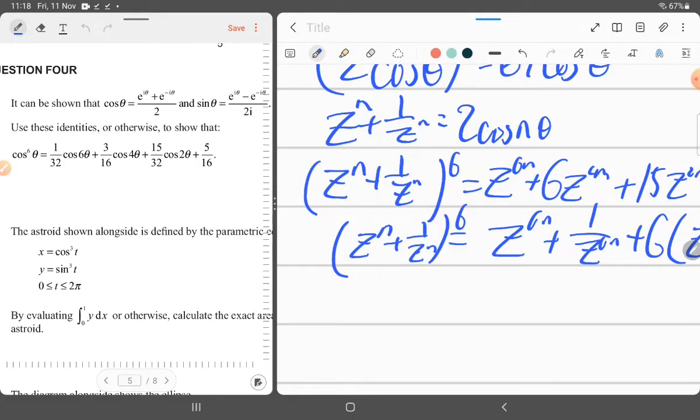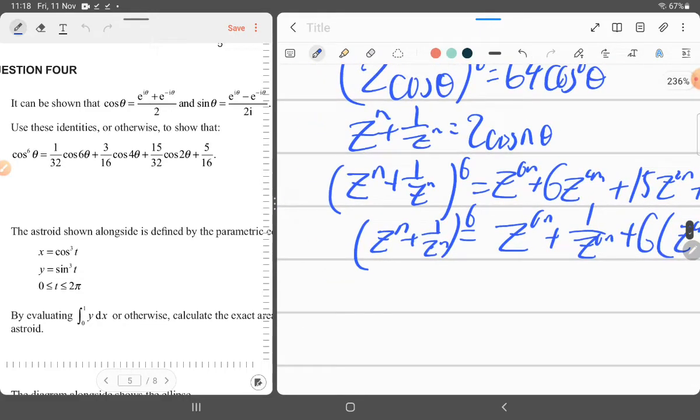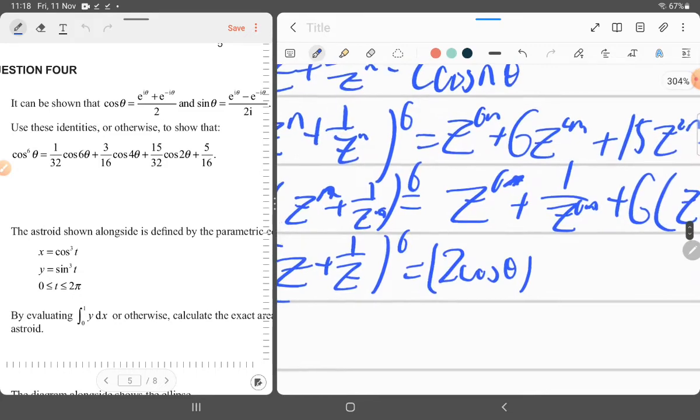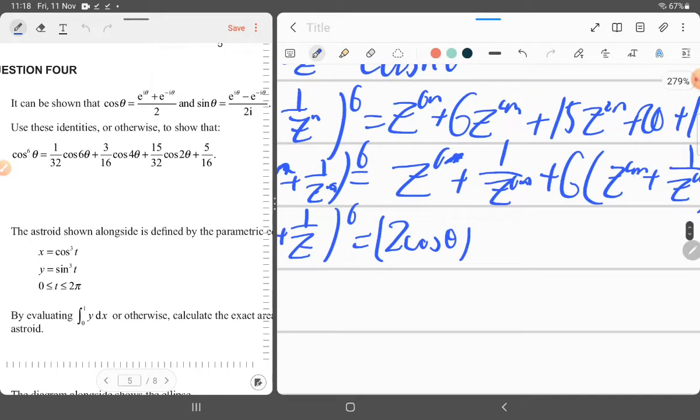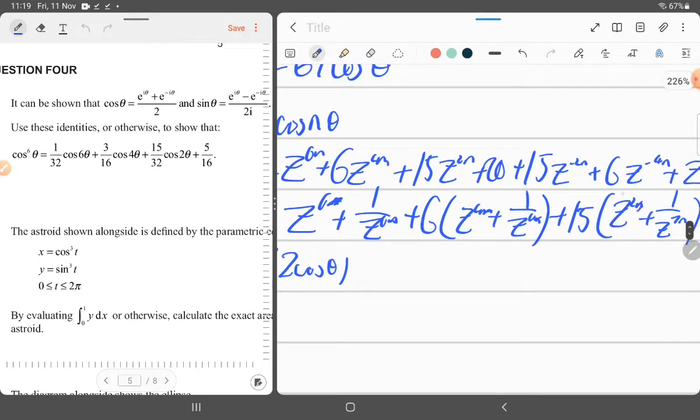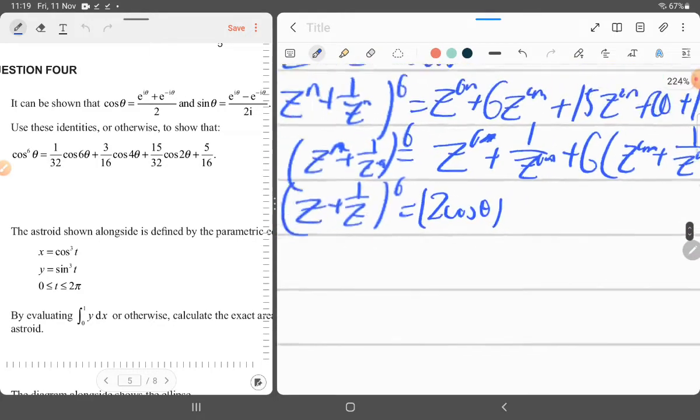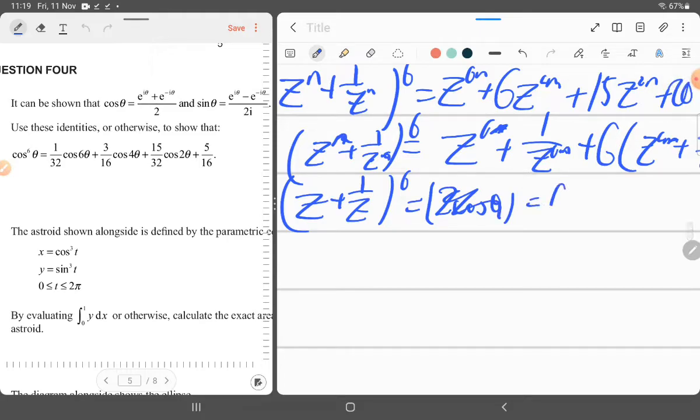Do I just submit? Can I just assume n is 1? I think z plus 1 over z is equal to 2 cos theta. Yeah, I'm just gonna assume n is 1. Then we get this, where all the n are just invisible, which is equal to 64 cos to the power 6 theta.